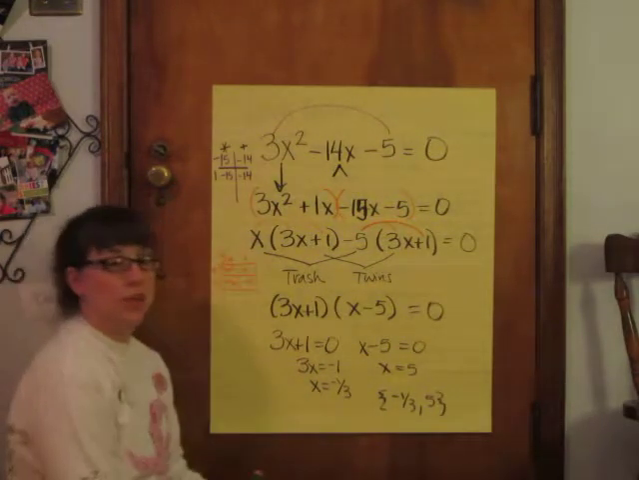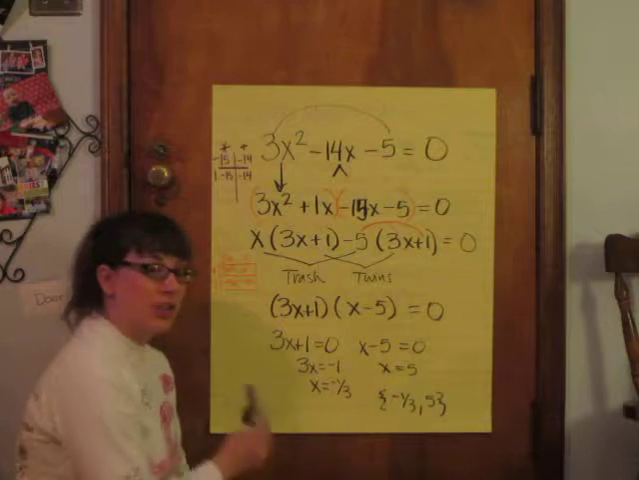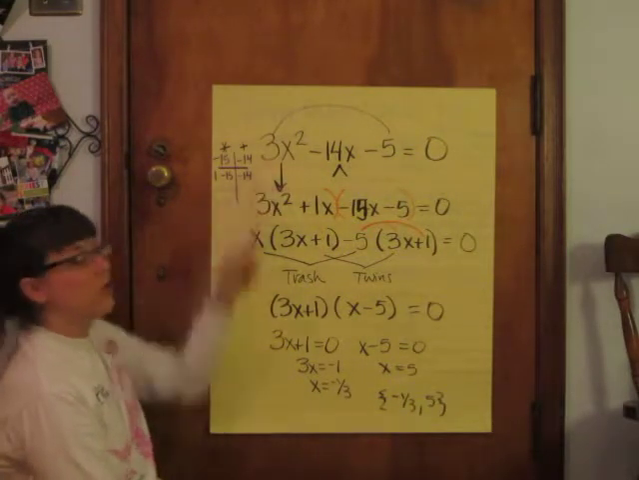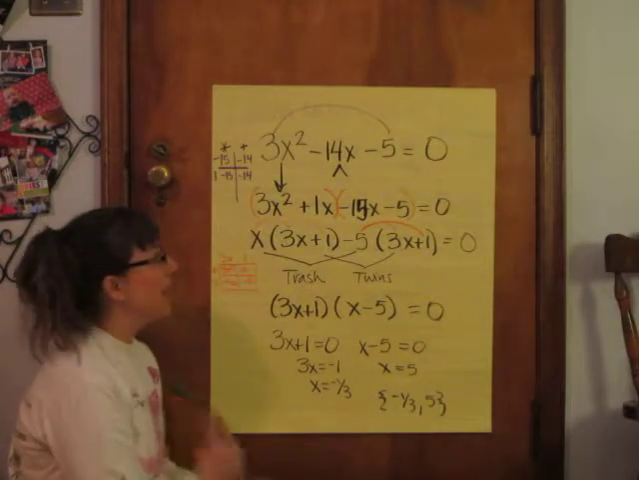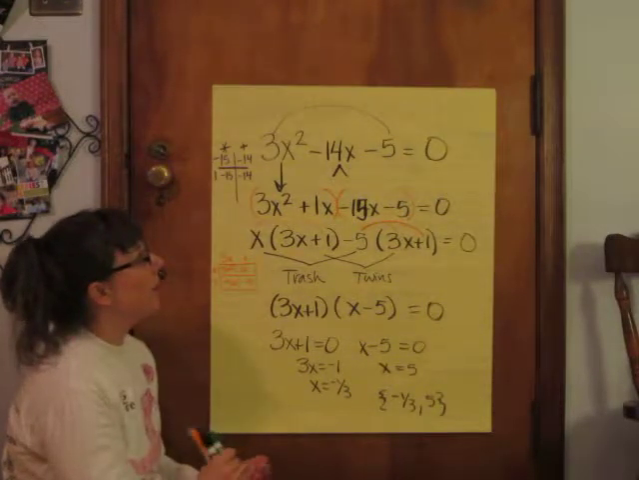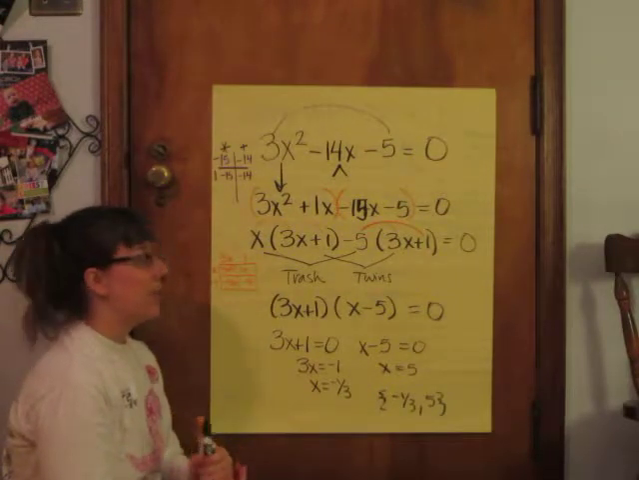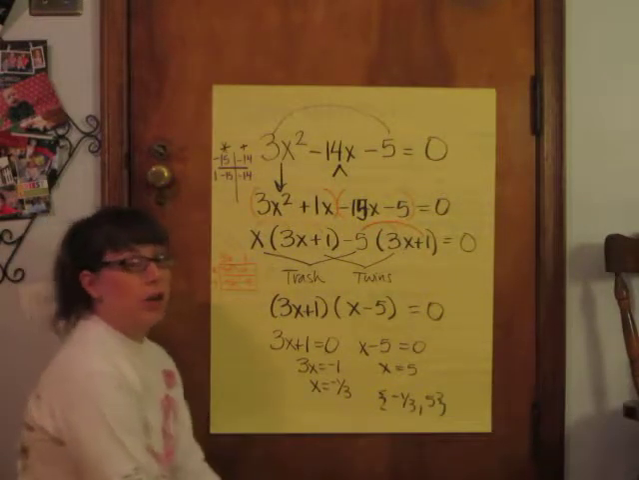This method works on the other ones, but it's more work than you actually need to do. So I would reserve it only for when there's a coefficient in front of x squared. All right, that's down and dirty on factoring by twins and trash, and when there's a coefficient of x squared equal to 1. So work on those snow day packets.